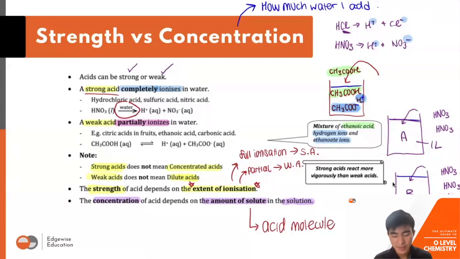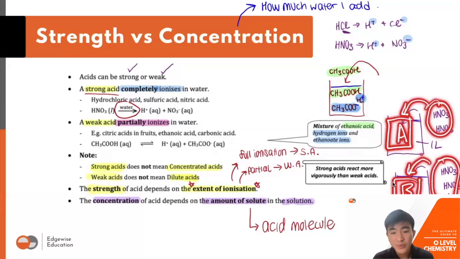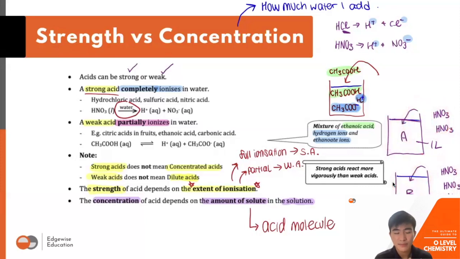My question changes now. A and B, these two are acid. Remember, HNO3 is nitric acid. Now, can you tell me, A or B, which one is stronger? Now I look at strength. Which one is stronger, A or B? Okay, YJ, very good.